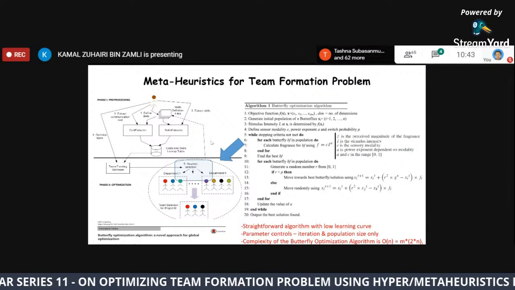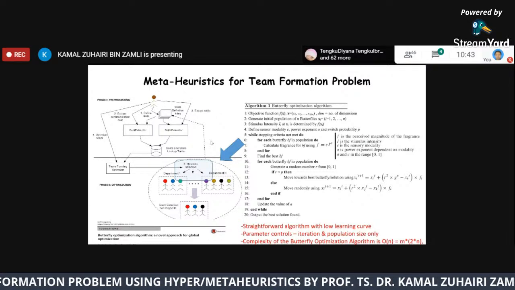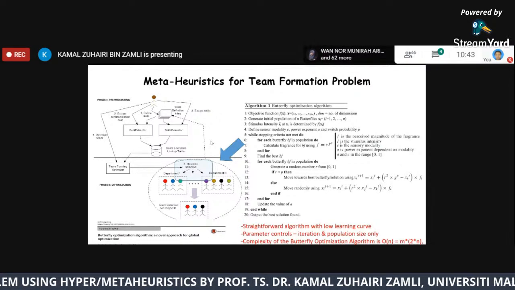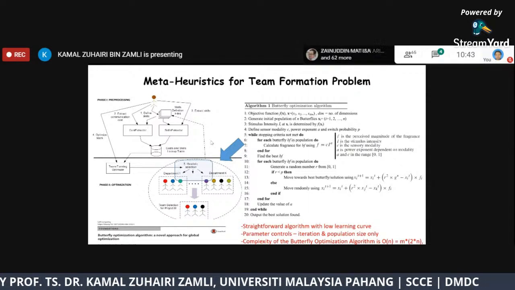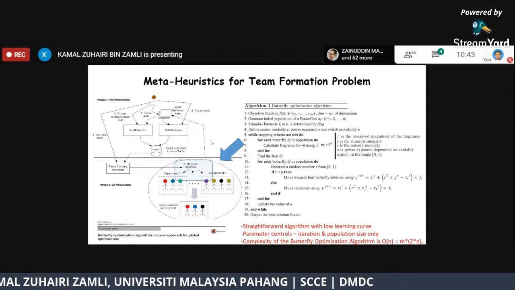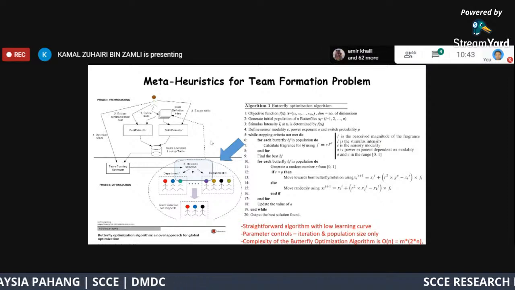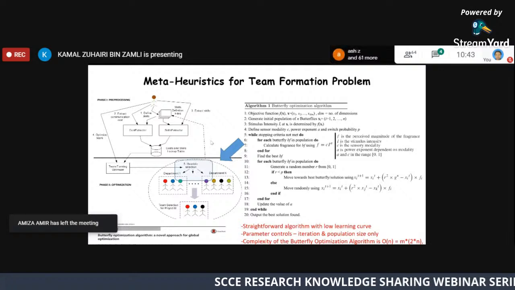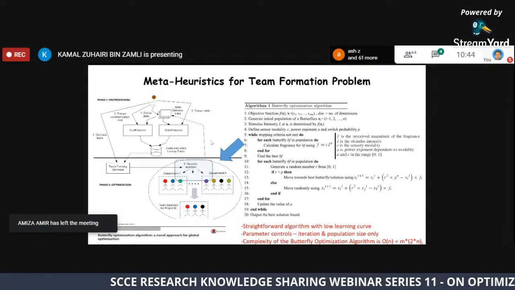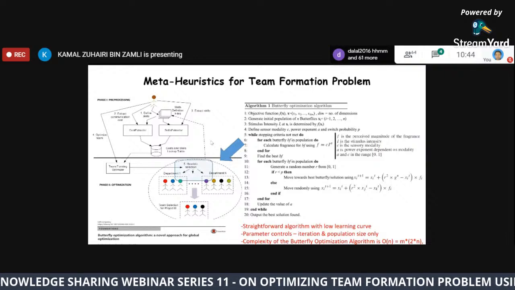So we did this, and actually we did more than this. We did it as multi-objective. Instead of considering only one cost, we also consider load balancing. But the paper is still under review. So we submitted the paper to ISI Web of Science. It's under review. But this is what we did.